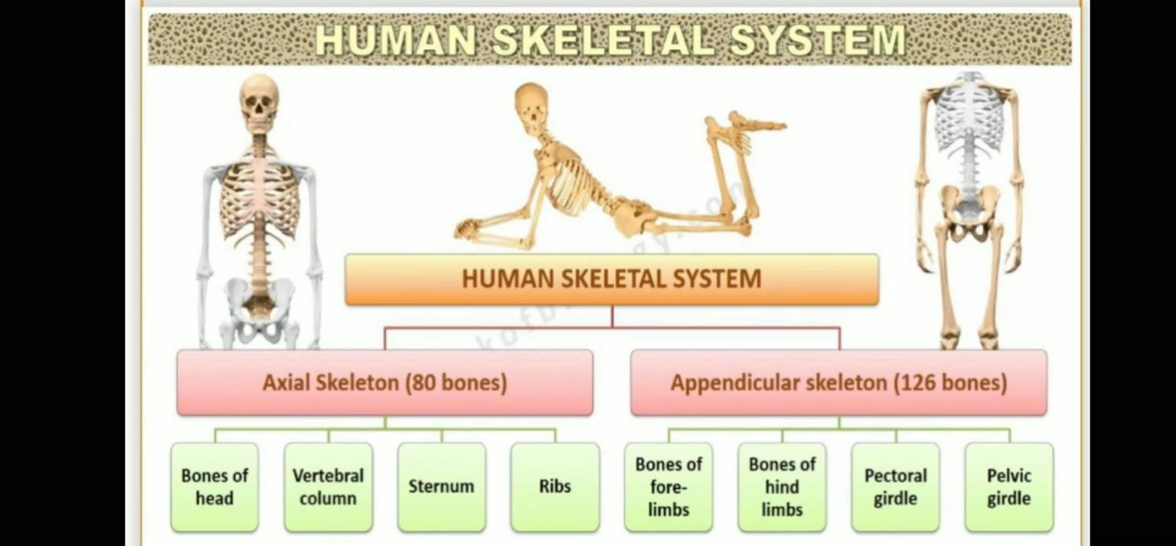It is grouped into two principal divisions, the axial and the appendicular skeleton. The axial skeleton comprises 80 bones distributed along the main axis of the body. The skull, vertebral column, sternum, and ribs constitute the axial skeleton.